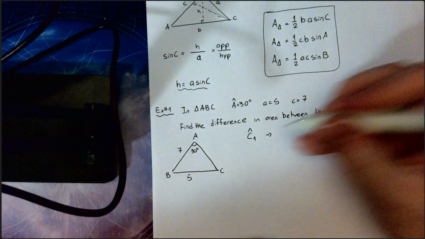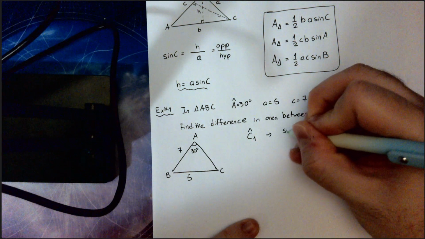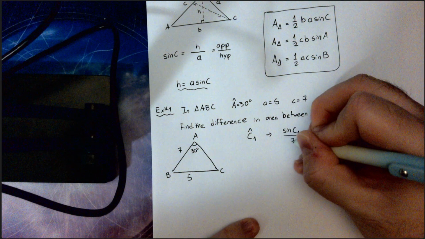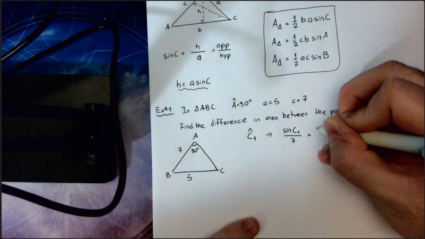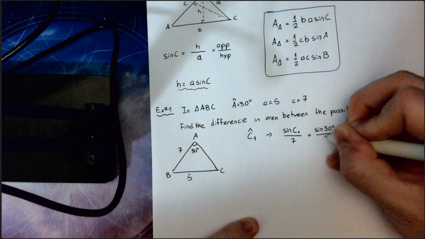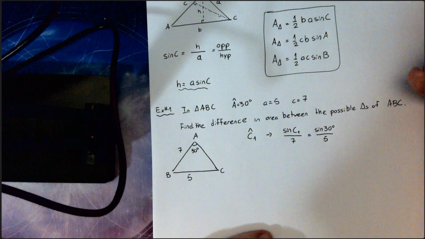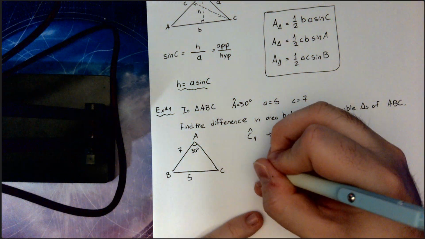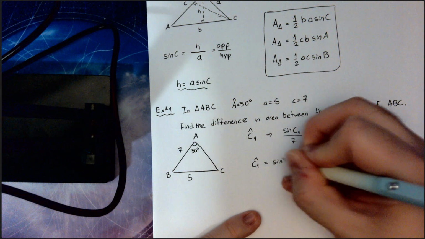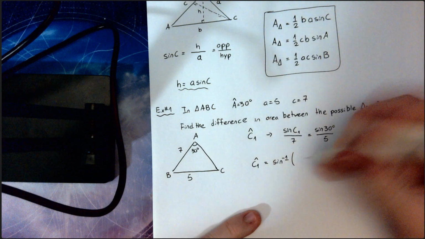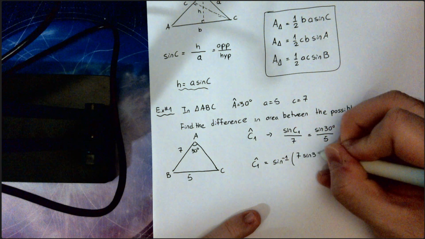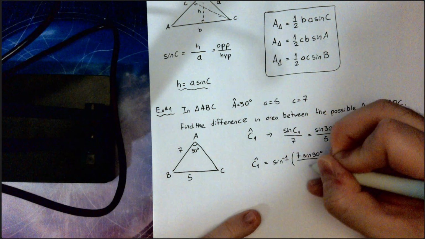Using our sine law. So the sine of C1 divided by 7 is going to be equal to the sine of the only angle that we're given divided by 5. And now, rearranging everything, we're going to get that angle C1 is going to be equal to the inverse sine of this beautiful expression right here. So 7 sine of 30 degrees over 5.